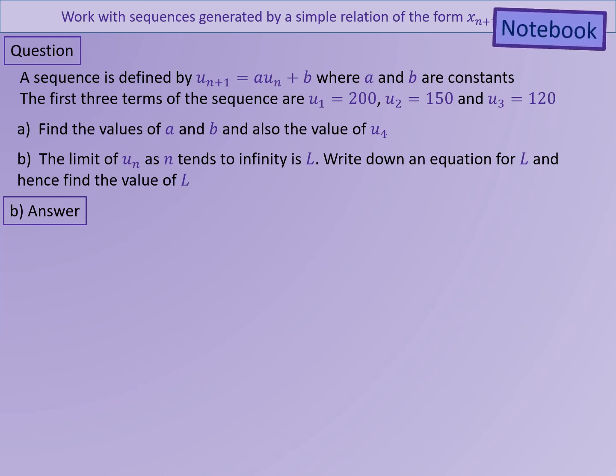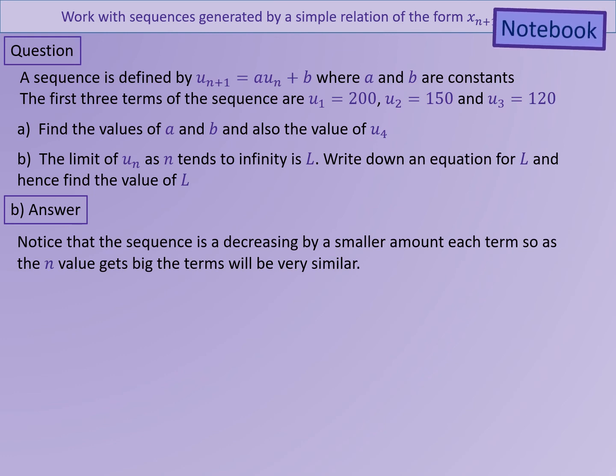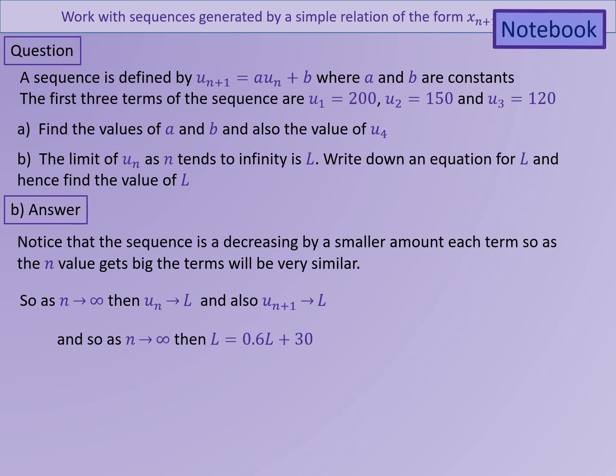But algebraically, we can say, well, if these terms are all getting closer to a value L, we will eventually reach a point where all of the terms are very close to this value L. So we can replace un and un plus 1 with the letter L. So as we get a long way down the sequence, we will approximately have the situation where L is equal to 0.6L plus 30. We have just replaced the un and the un plus 1 in the original recurrence relation with the letter L.